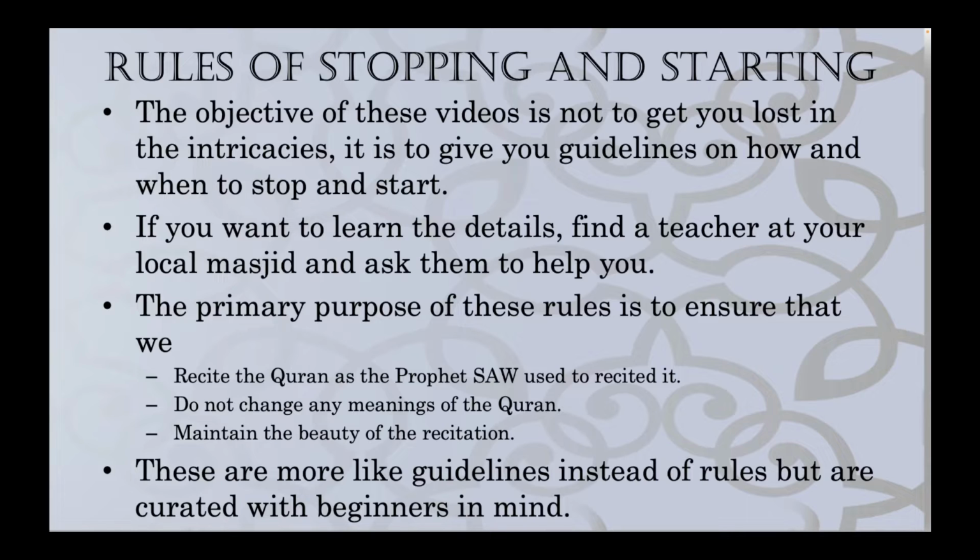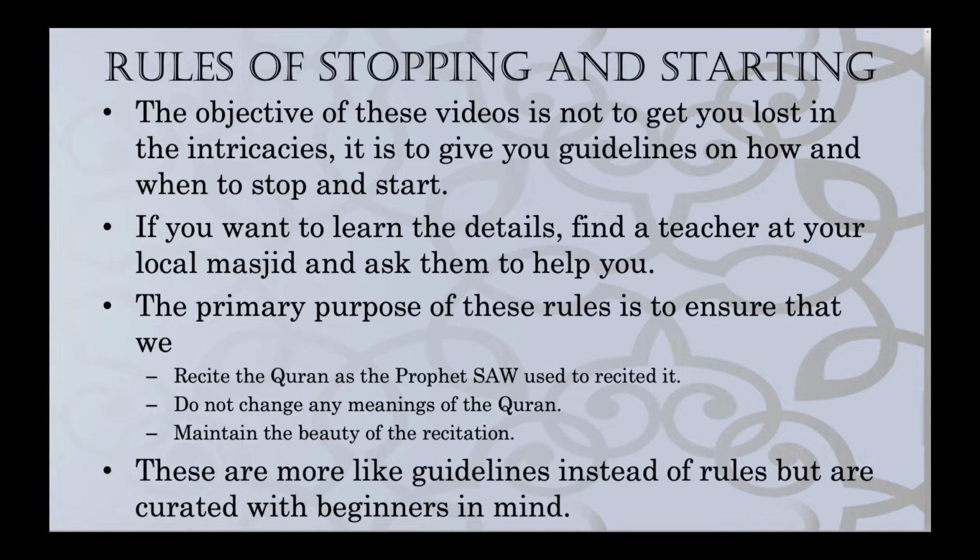The rules of stopping and starting, and my primary objective for this video and these videos, not there's going to be a multi-part video, is to make sure that you don't get lost in the intricacies of the details, because it can get a little bit complicated, especially for beginners. It is to give you guidelines on how to stop and start.